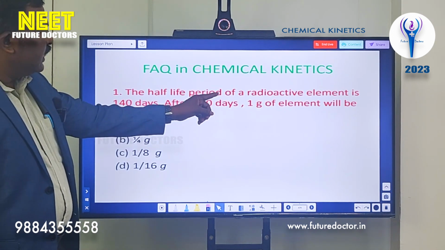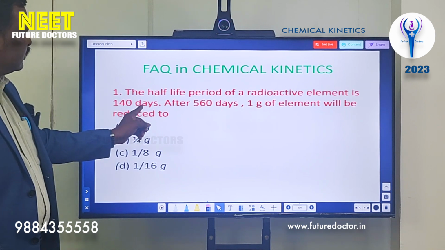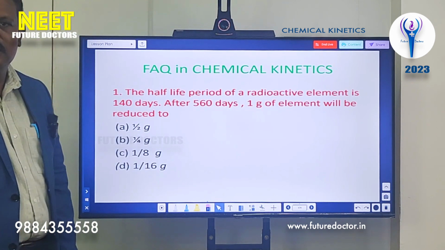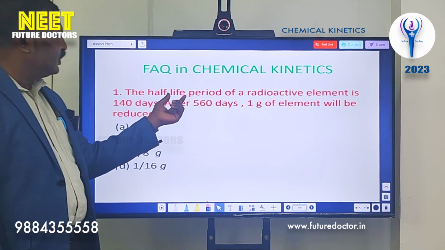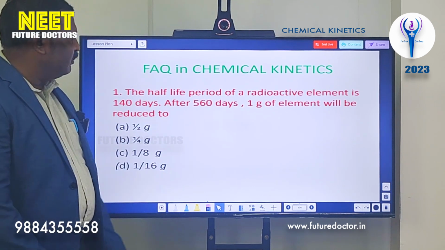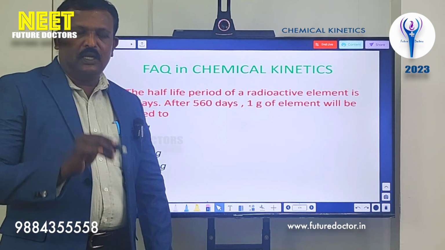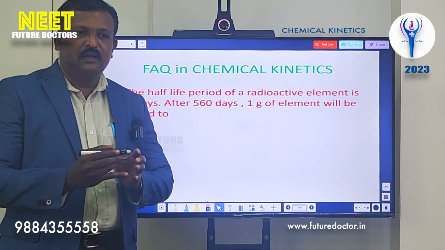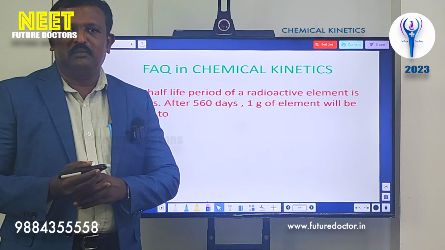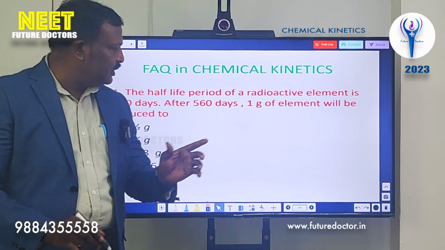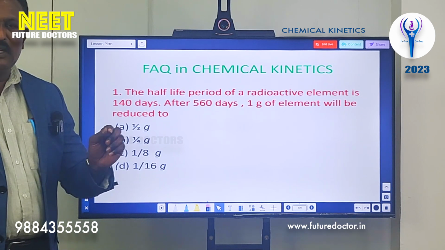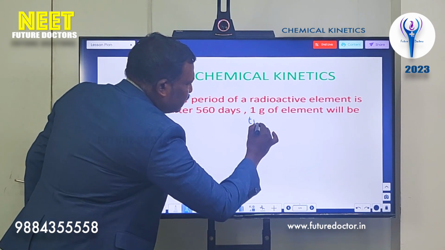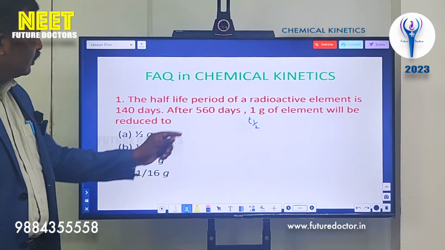The half-life period of a radioactive element is 140 days. After 560 days, 1 gram of the element will be reduced to dash. That's the question. First of all, you should know what the half-life period is. Half-life period means the time taken to reduce the initial concentration to just 1/2 of the initial value. Suppose if you take 1000 gram, that becomes 500 gram. That time duration is called the half-life period. It is represented by the symbol T half.